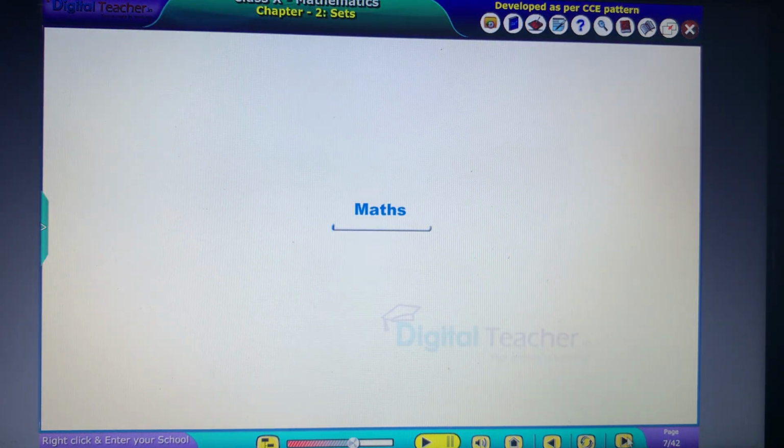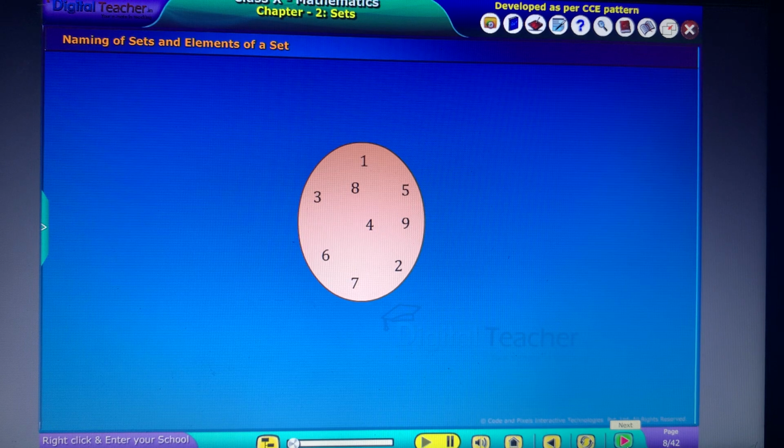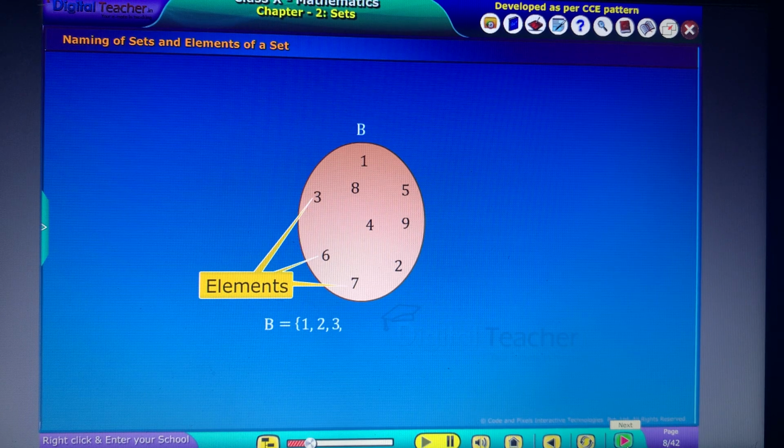Naming of sets and elements of a set. Let us see graphically how sets are noted down. Let us consider a set denoted by B. In this set, we have numbers from 1 to 9. These individual numbers in the set are known as elements. So 1, 2, 3, 4, 5, 6, 7, 8 and 9 are the elements of set B.